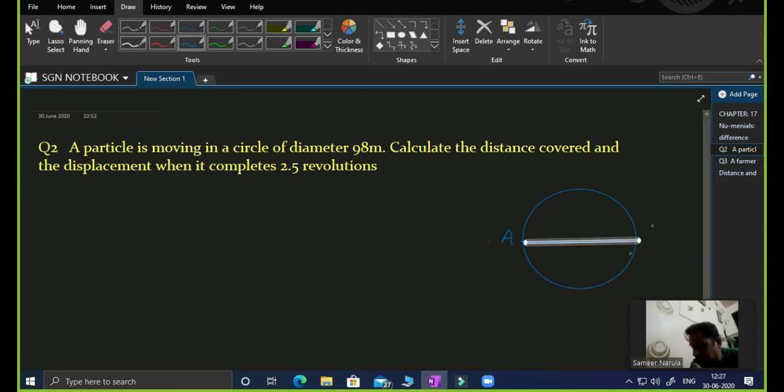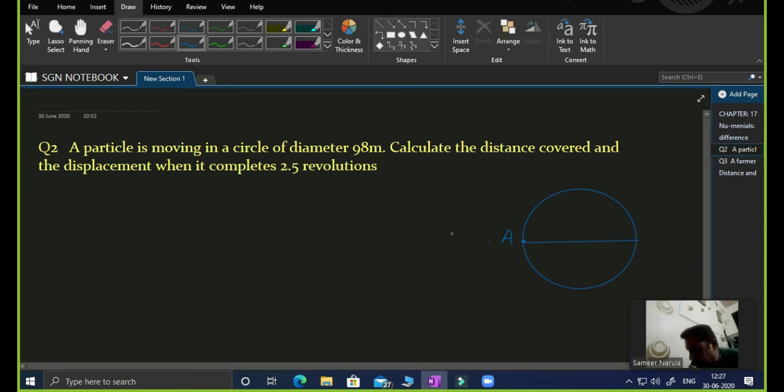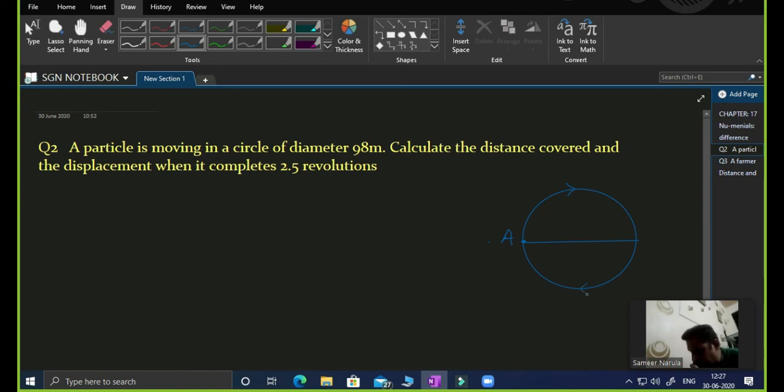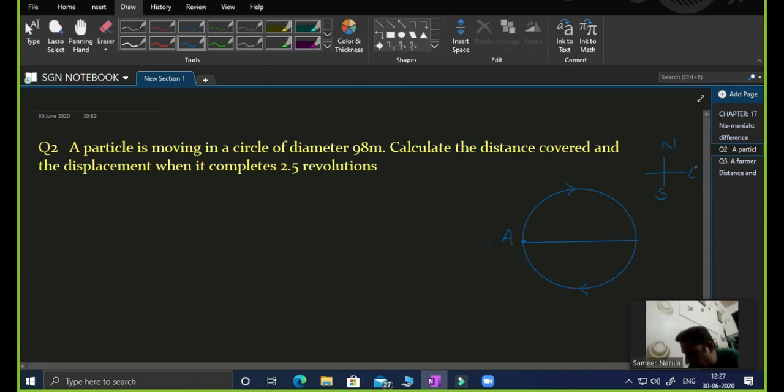Now for example, let's see how it is moving. For example, it is moving in this way. Now this is the direction chart that we can have with us. This is north, this is south, this is east, this is west. It's moving in this way. It starts from here. Now it moves. This is the first round. Now it moves to the second round. Now it has moved to the 2.5 round.